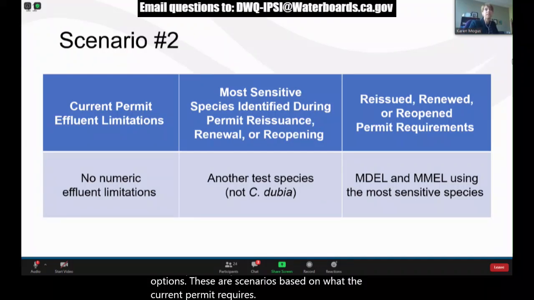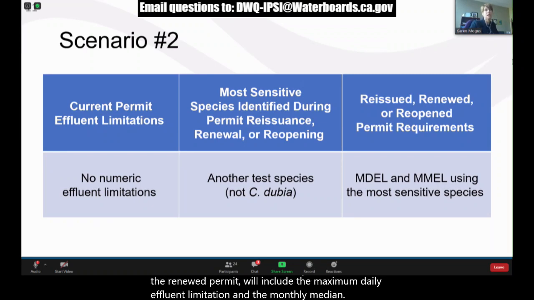So the second scenario is where a current permit has no numeric effluent limitations for aquatic toxicity, but during permit reissuance, the most sensitive species is identified as another test species that's not Ceriodaphnia. What we propose is that the reissued permit will include the maximum daily effluent limitation and the monthly median effluent limitation using the most sensitive species that was identified. So in other words, no change from how the provisions are currently structured will be implemented with that other test species.